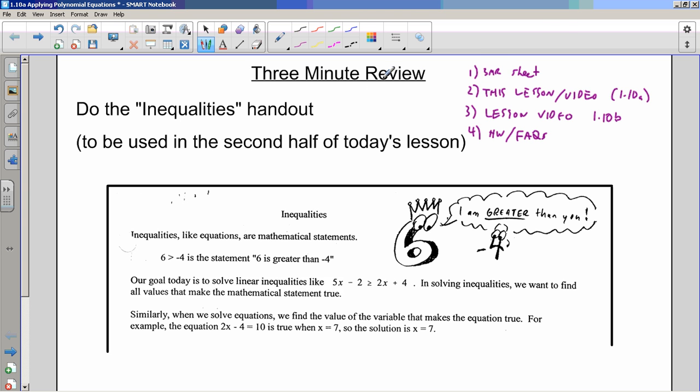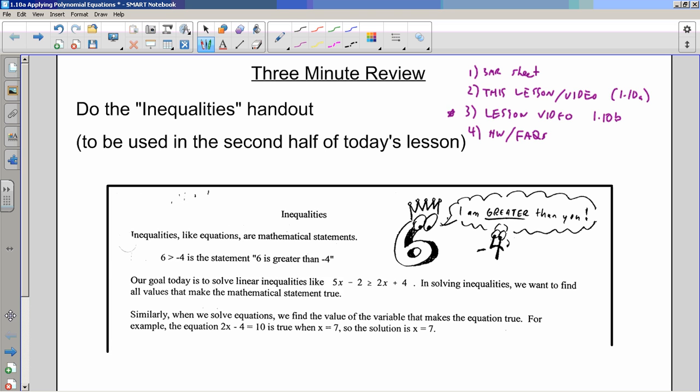The 3-minute review is the sheet called inequalities, and it's right there. Essentially, if you follow the instructions and get something out of it, that's awesome. That's what you're supposed to do. This right here is where this inequalities handout will come in. This video is on applying polynomial equations, and the next couple of days we'll be talking about applications of the things we've been talking about in this unit, where it might fit in the real world. But this 3-minute review, you can do it, or you've done it already, and that's awesome. But we won't take that up until part 2.